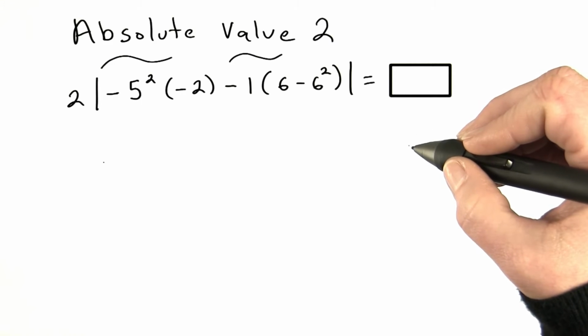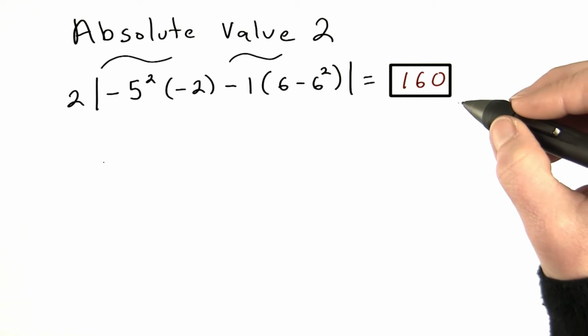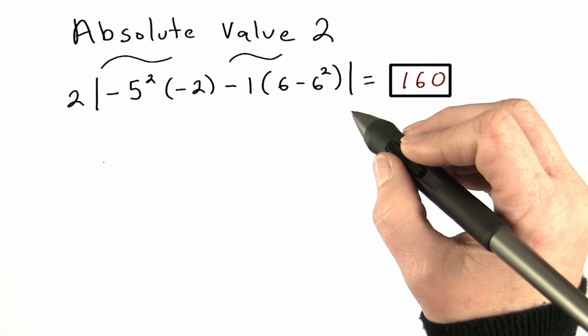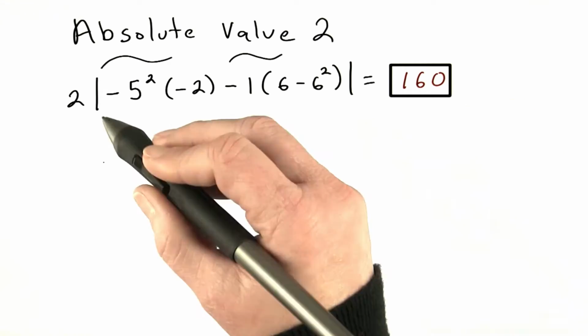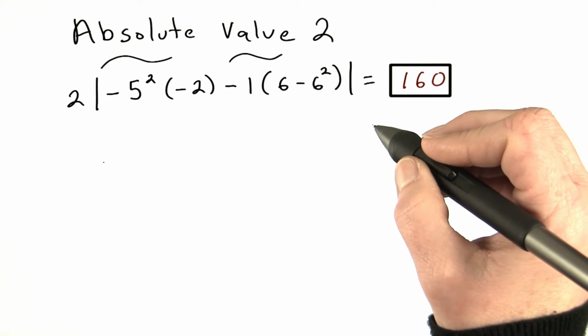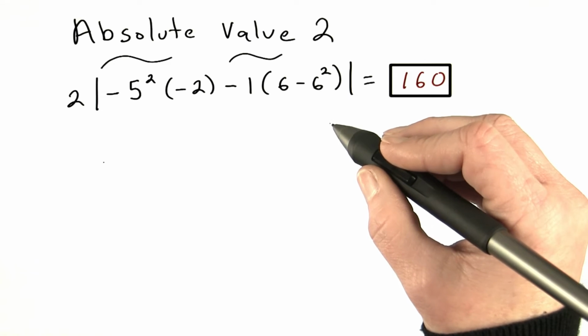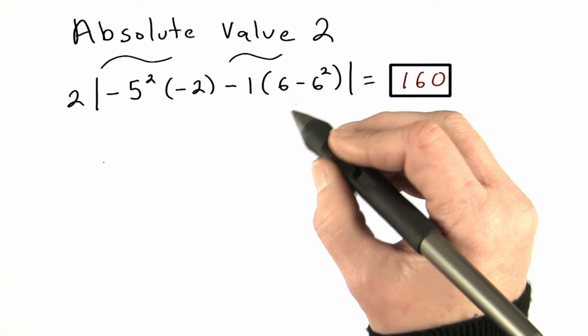This one's a little bit more difficult. If you got 160, you got it right. Even though this is an absolute value problem, we also have to follow the order of operations. The absolute value symbols act as parentheses as well. We know when we're working with parentheses, we need to work from the innermost parentheses outward.